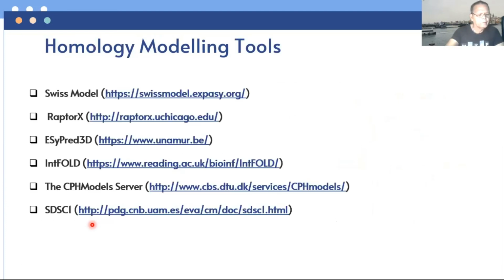Now let's see several homology modeling tools. We have Swiss-Model, RaptorX, SPARKS-X, I-TASSER, the CPHmodels server, and SDSC1.